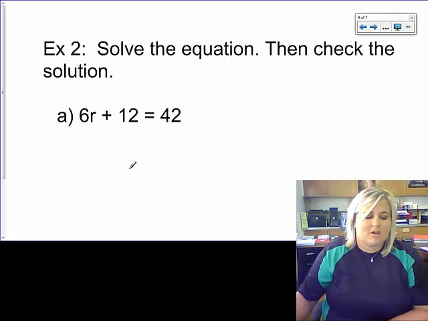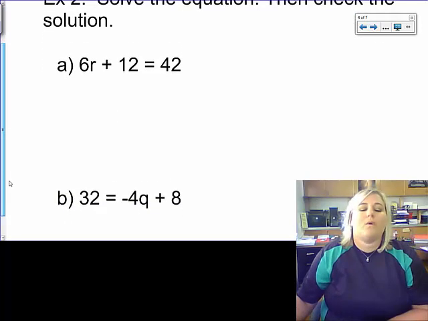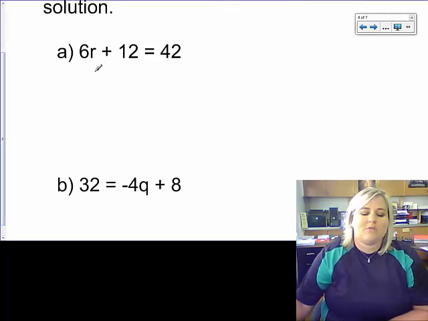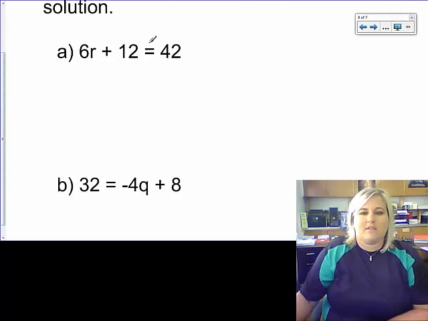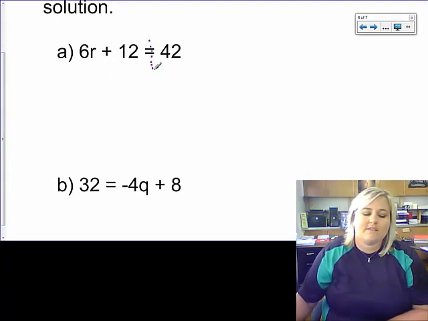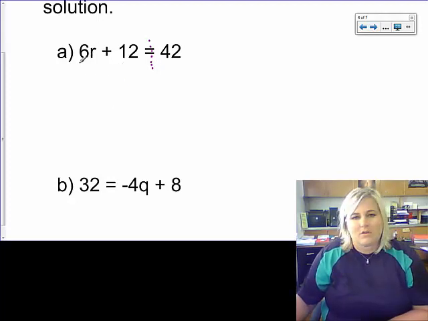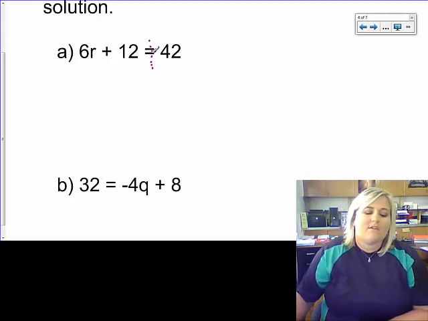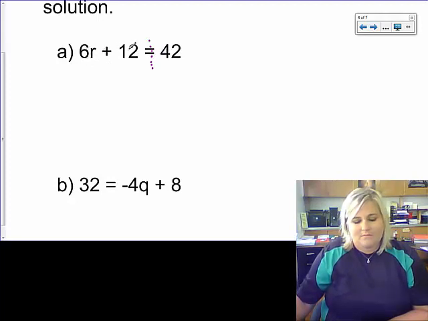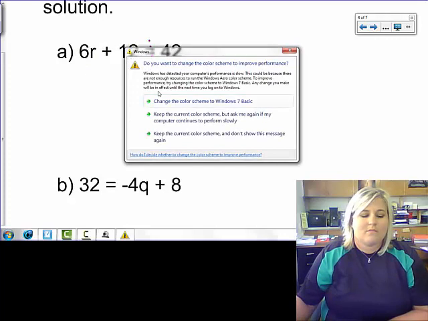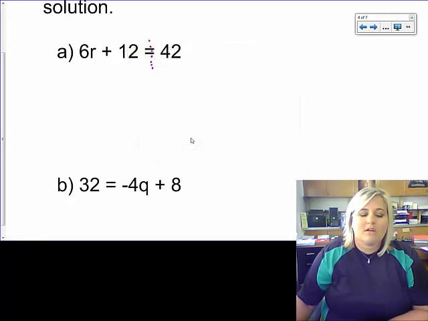Solve the equation, then check the solution. So on A, we're trying to get r by itself, so we're only going to look at the side that has r. So I'm going to draw my imaginary line on the equal sign there, so that I know that I'm only looking at the same side as r. The r is on the left side, so I'm not paying any attention to this 42 right now. I have 6r plus 12. The farthest thing away from r is the 12, and it's being added right now.